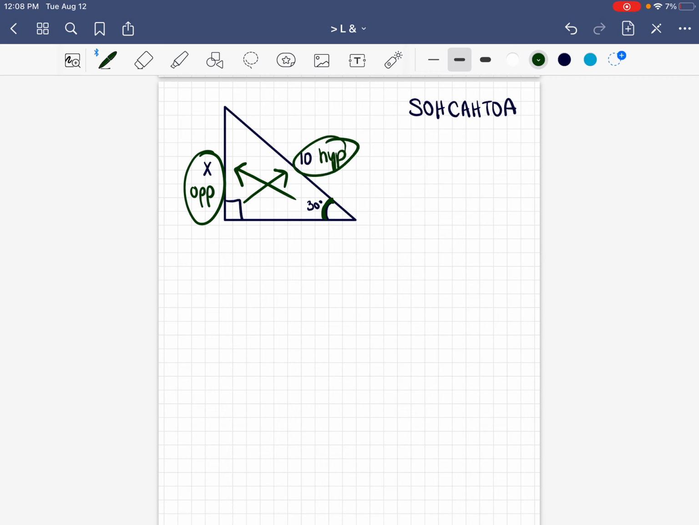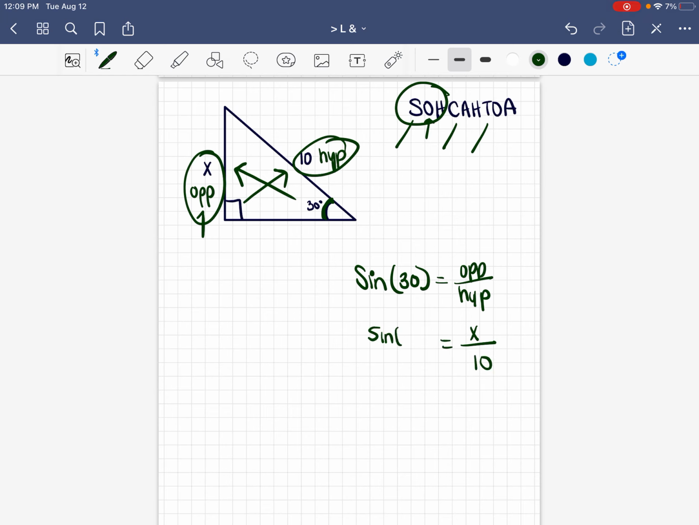So because we have opposite and hypotenuse, are we using sine, cosine, or tangent? Okay, we're using sine. So we're going to go ahead and write the same equation. Sine of the angle, but instead of writing x, we actually know what the measurement of the angle is. So we're going to do sine of 30 is equal to, and we're still using the same equation, opposite over hypotenuse. So let's go ahead and fill in what we know. Opposite is going to be x this time, hypotenuse is 10, sine of 30.